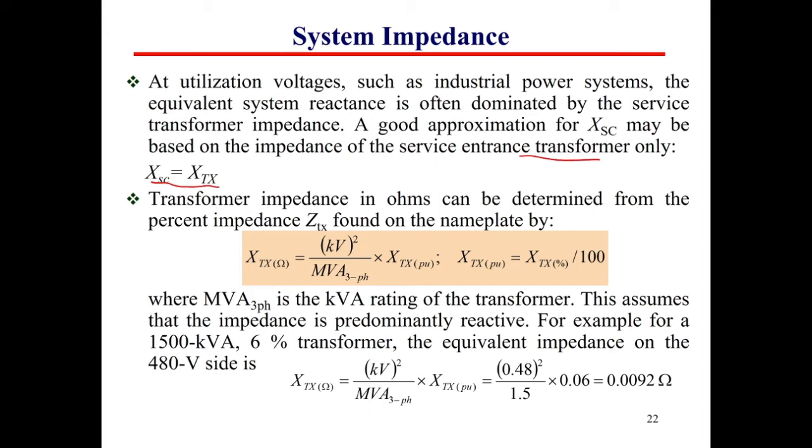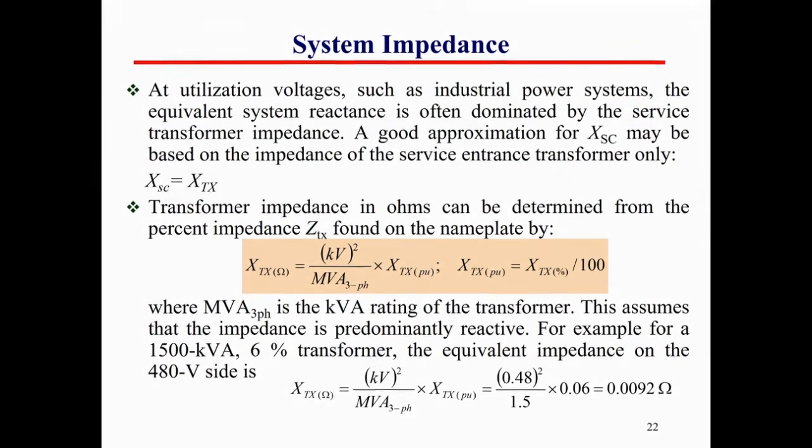Let's assume that the impedance is predominantly reactive. For example, for a 1500 kVA 6% transformer, the equivalent impedance on 480 volt will be equal to the kilovolt squared divided by the size times X per unit. Sorry, in ohm, that will be 0.0009 ohm.